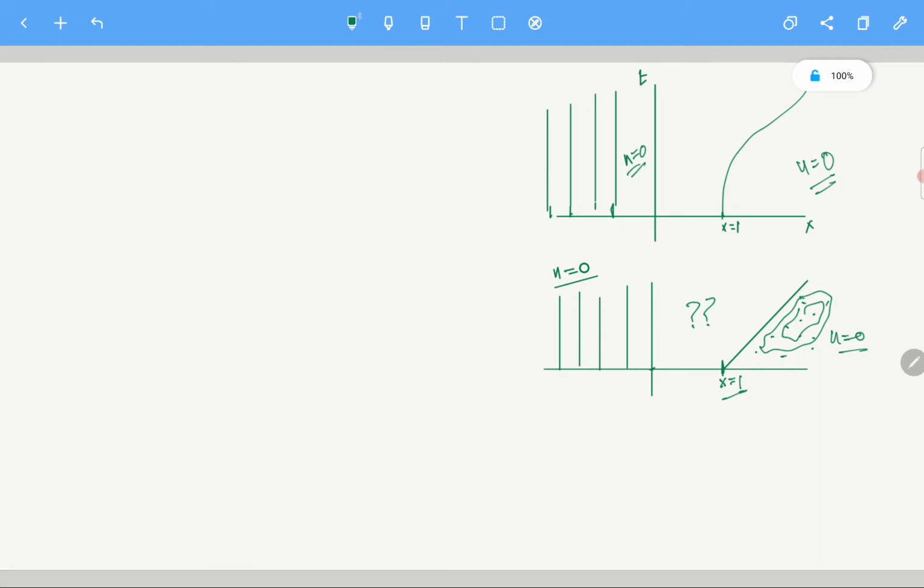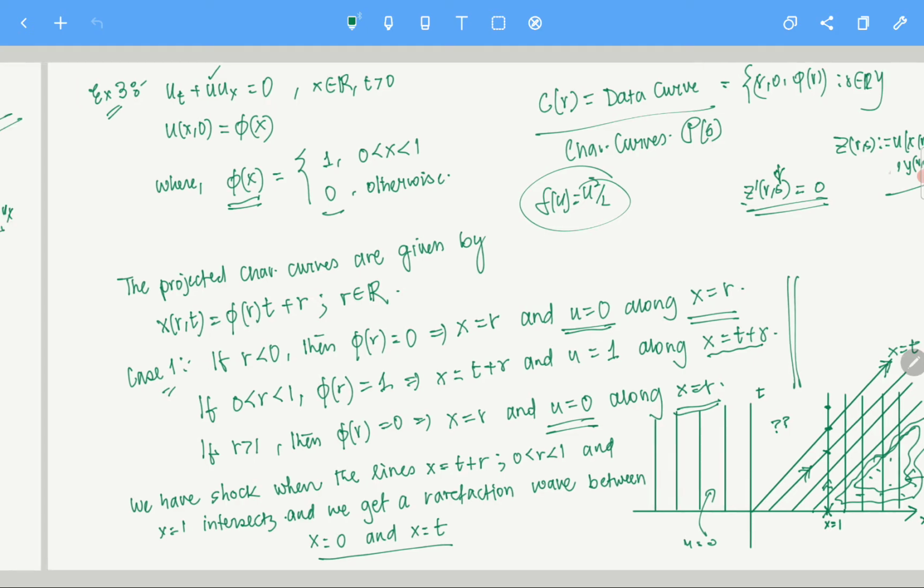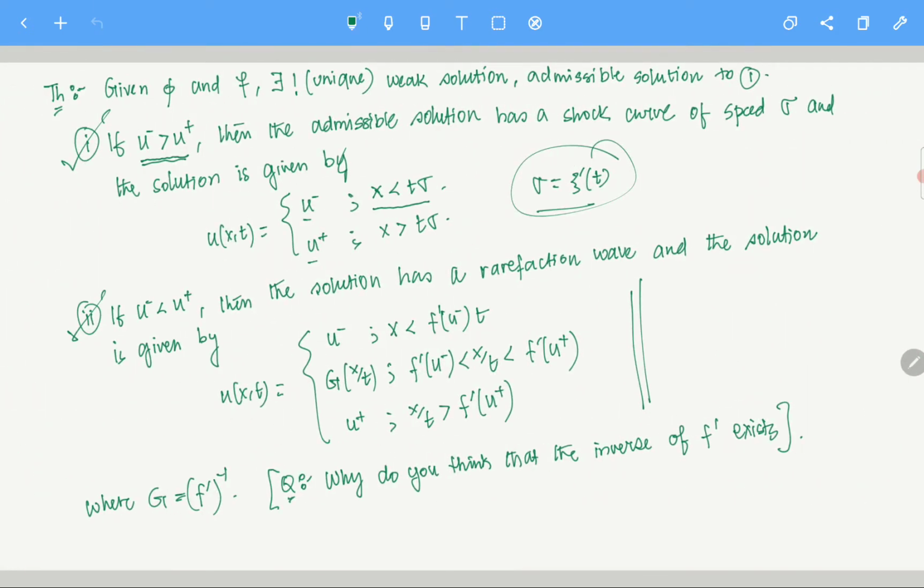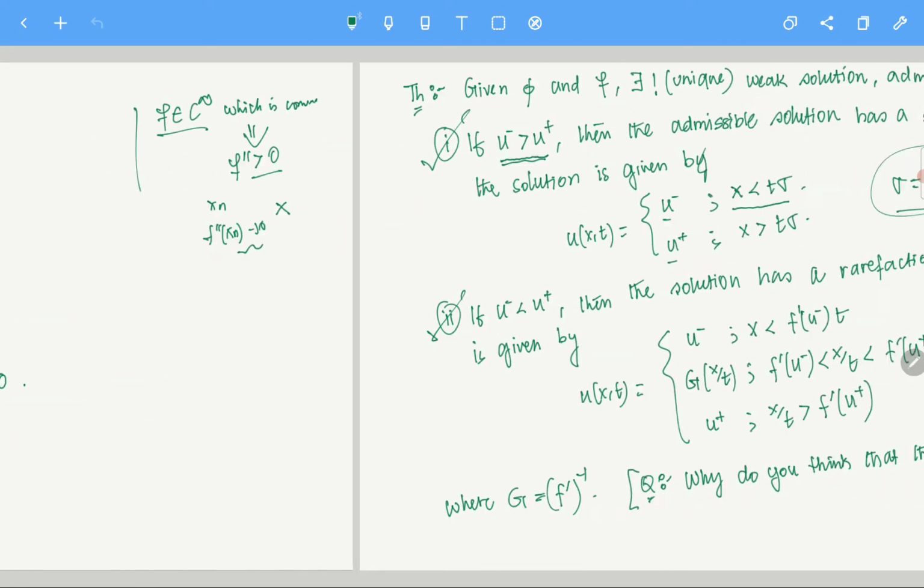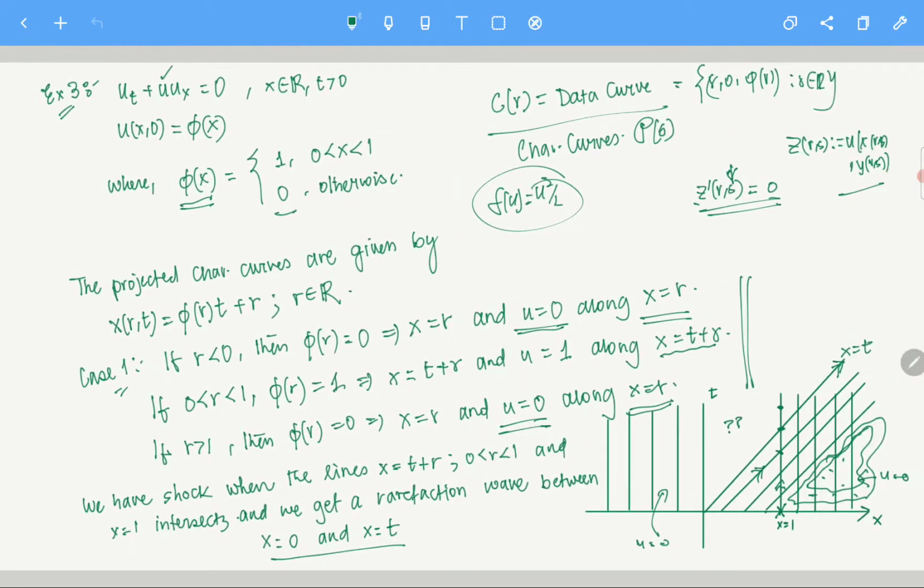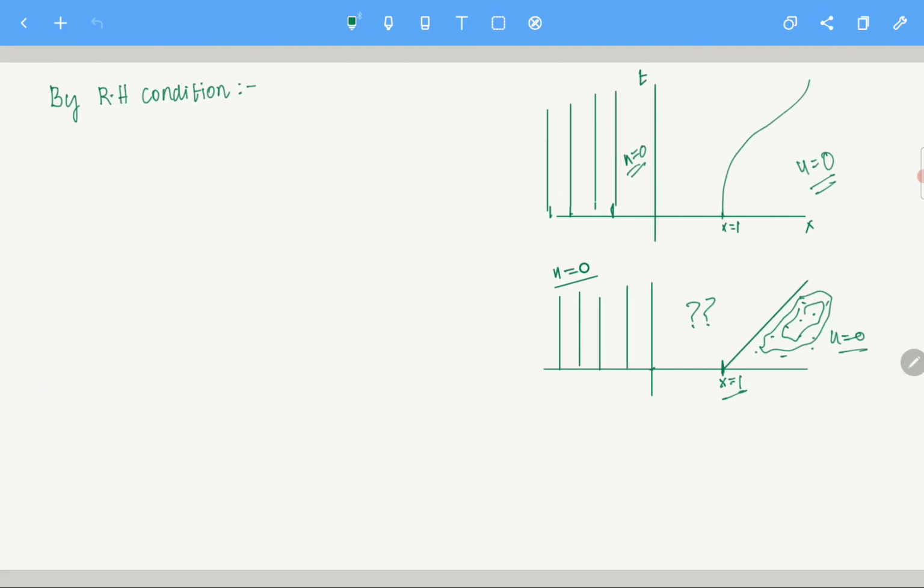For that we want to use the Rankine-Hugoniot condition, right? So by Rankine-Hugoniot condition, again as I told you, RH condition, whenever I am writing, it means Rankine-Hugoniot condition. Okay, I hope I have explained to you earlier also. Maybe I explained it in the earlier videos.